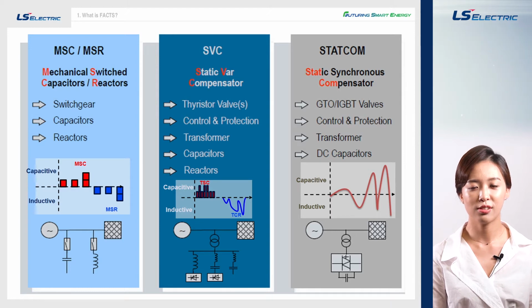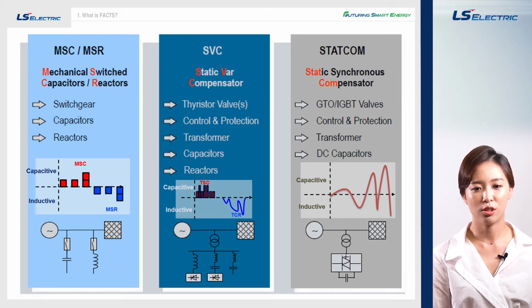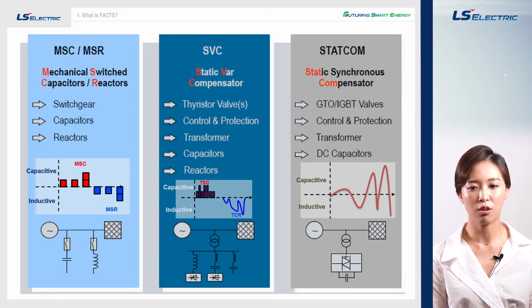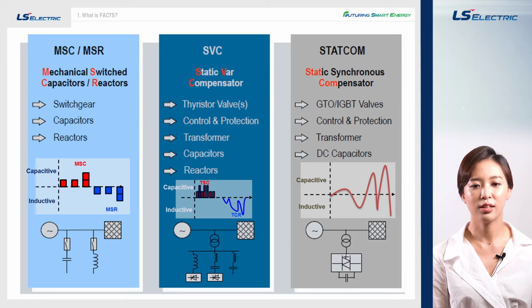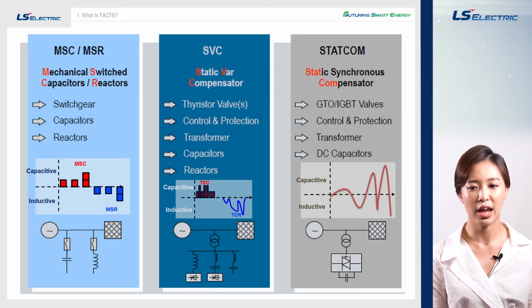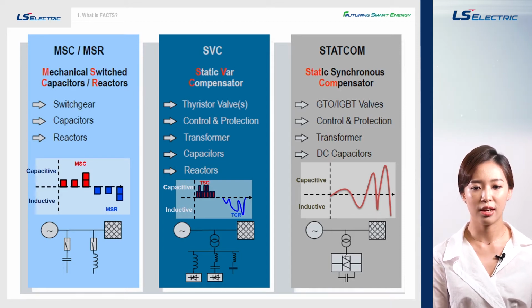STATCOM, the third generation system, applied IGBT valves, and the valve is composed of sub-modules. Since an IGBT valve can control not only turn on but also turn off time, STATCOM can adjust the reactive power more smoothly. This STATCOM system can cover up to 800 megavar. So when you look at these graphs right above each single line diagram, the graph of first generation shows intervals between each operation, but the second and third graphs show continuous lines.